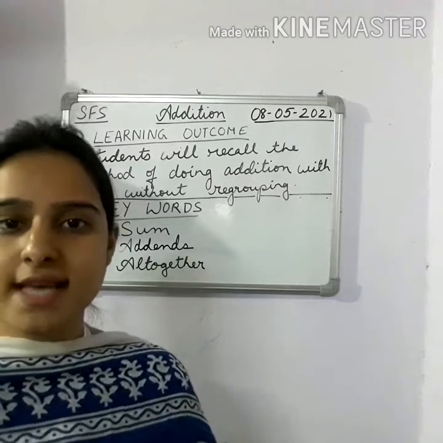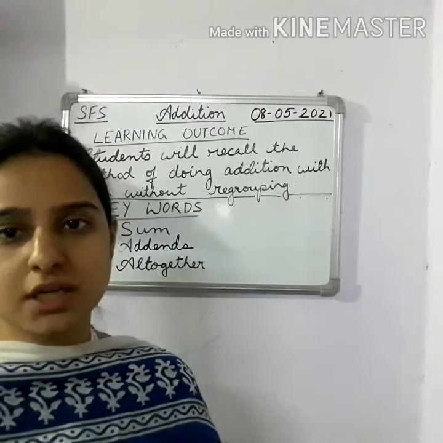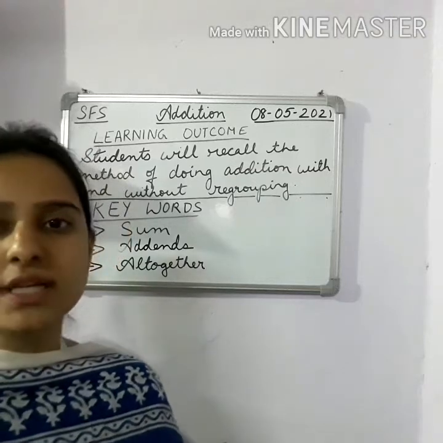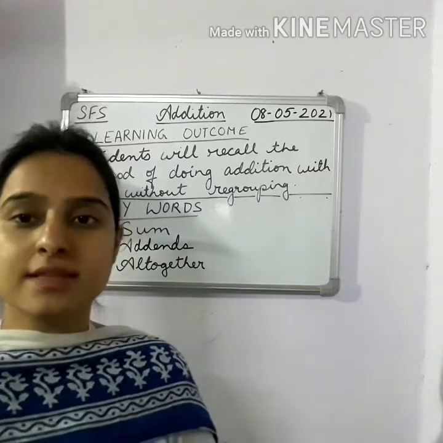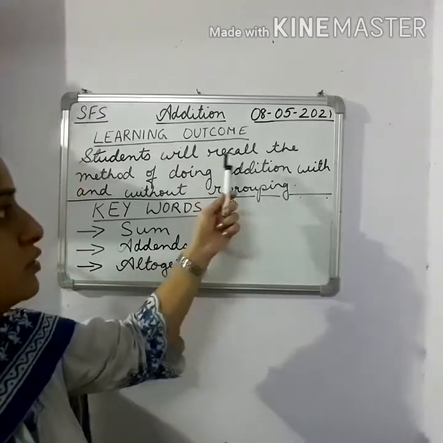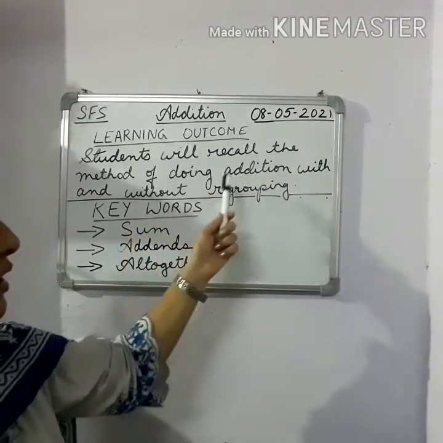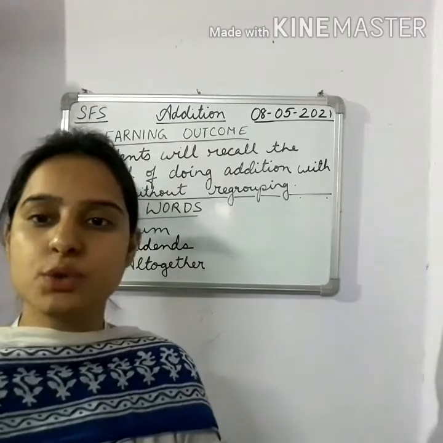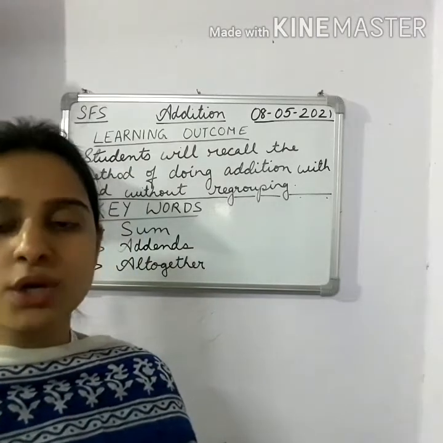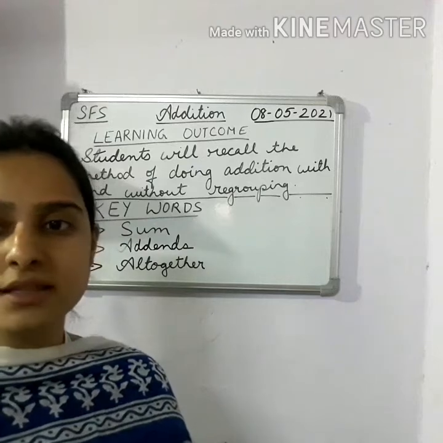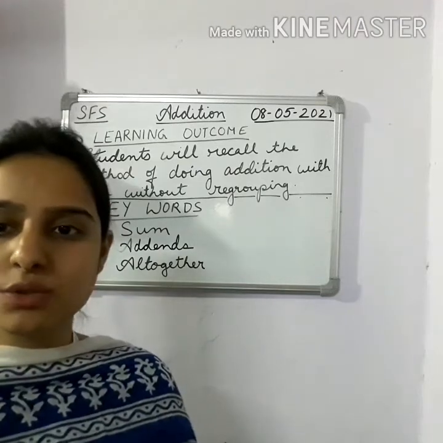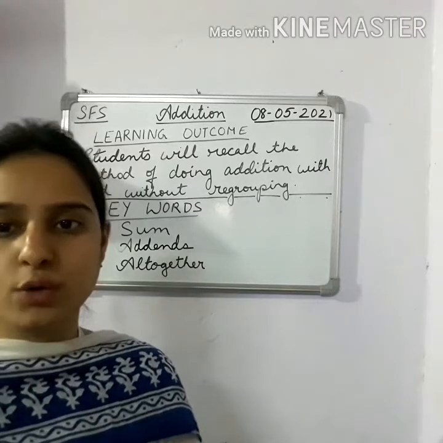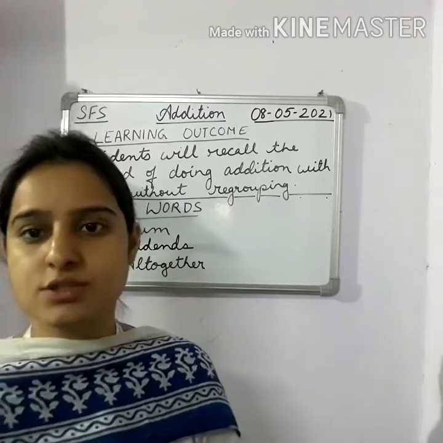So as in our second period, we have started with our new chapter, chapter 2, addition, right? In that period, we did addition facts. In this period, children, you will be able to recall the method of doing addition with and without regrouping, which you have already done in class 2. You will also be able to do 4-digit additions with and without regrouping. So let's start the class, children.